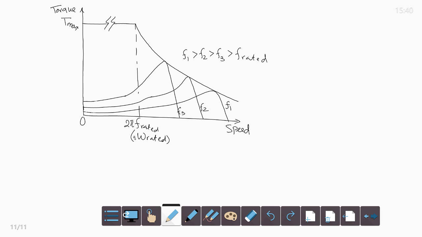So, this is the speed torque characteristics for frequency above the rated speed. At rated frequency, the speed is rated, which is omega rated, and corresponding to that the torque is the maximum torque. For frequencies f1, f2, f3 above the rated frequency, the maximum torque is inversely proportional to frequency, because the product f phi is constant. So, the torque speed characteristics are as shown in this figure 4.